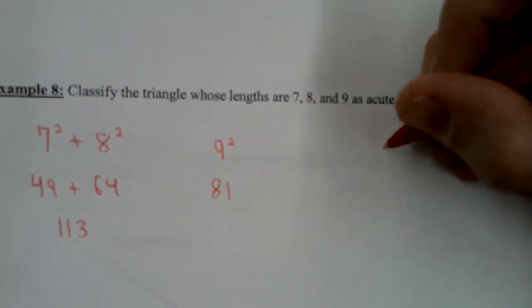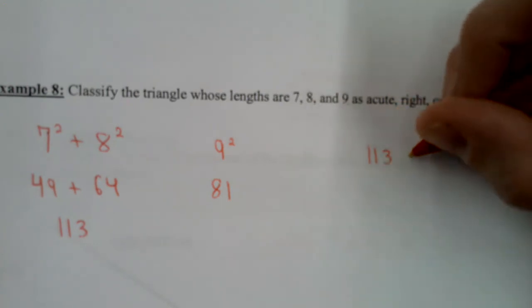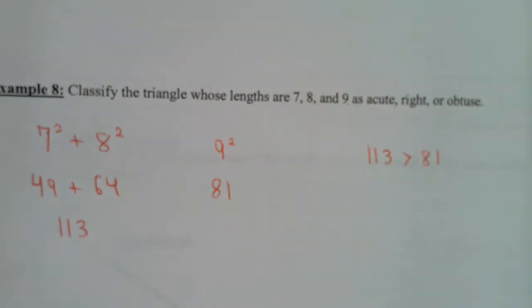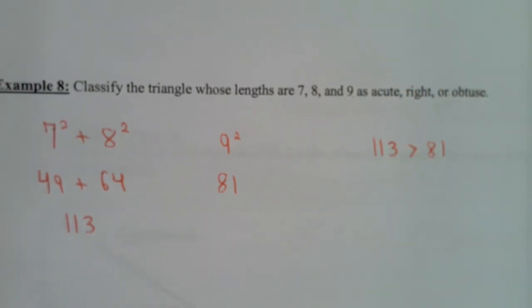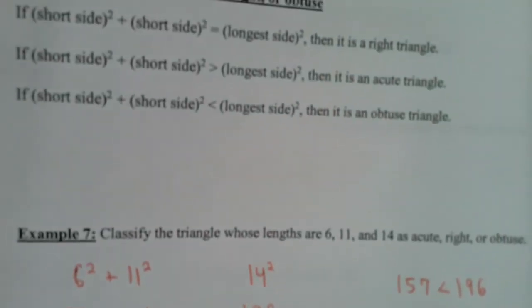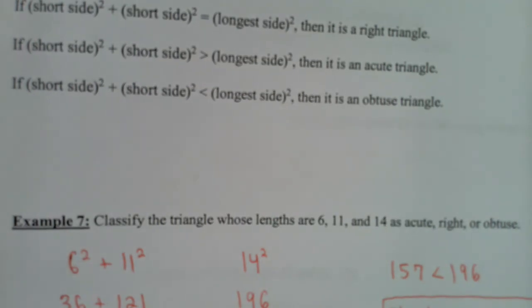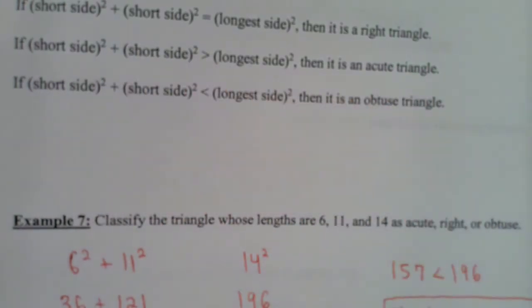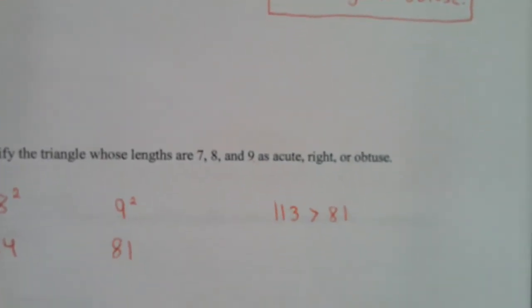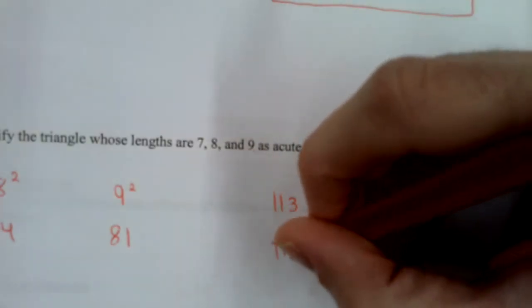Okay, 113 is greater than 81. Let's go check what the answer is above. It's the middle one. Short side squared plus short side squared is greater than the longest side squared, and it is an acute triangle. So I'll say the triangle is acute.